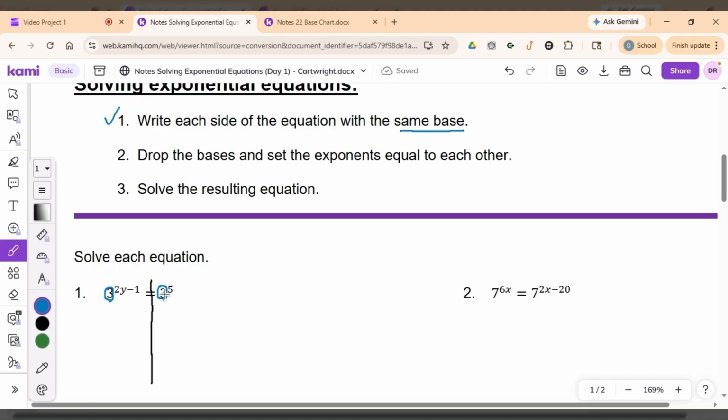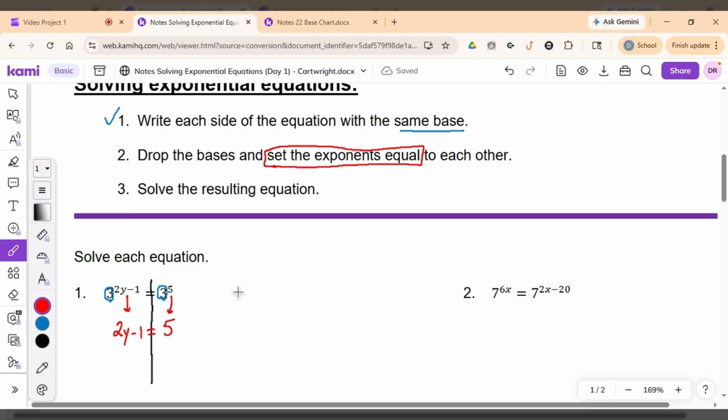When that happens, here's all you do. We say if the bases are equal, this is now step 2. If the bases are equal, then we can drop the bases and set the exponents equal, okay? So what we're going to do now is we recognize that each side of this equation has a base of 3. So if we're going to solve this, all we need to do is take exponent 1, so it's 2y minus 1, set it equal to exponent 2, which is 5.